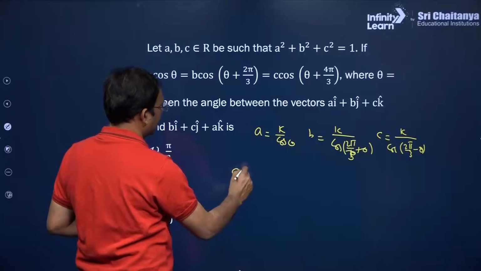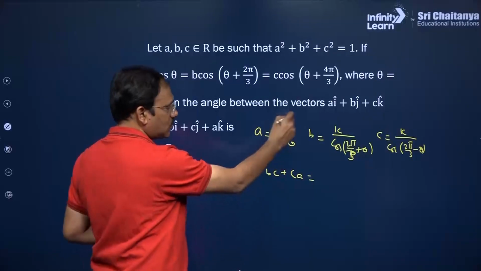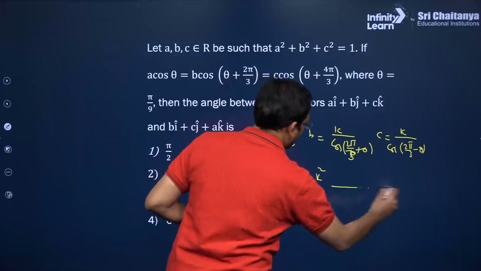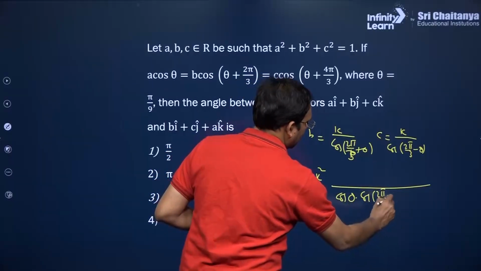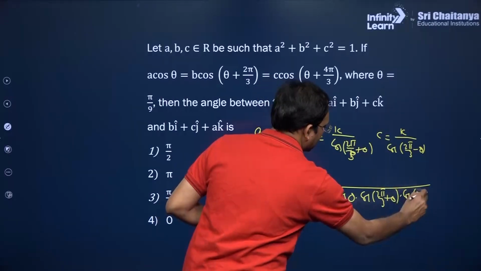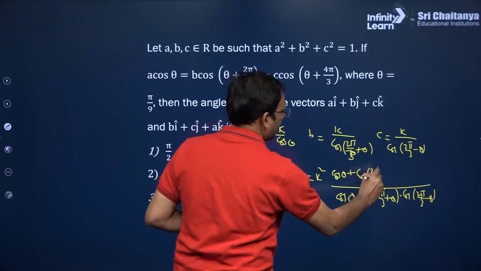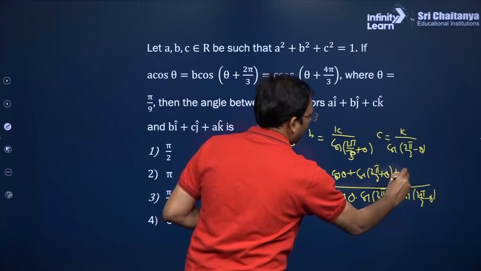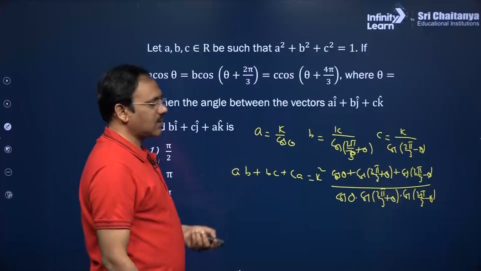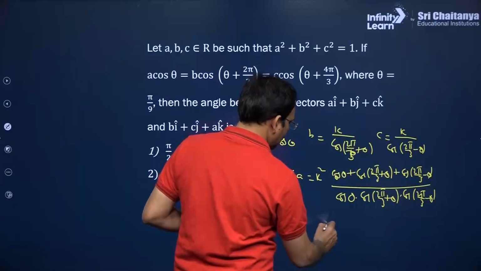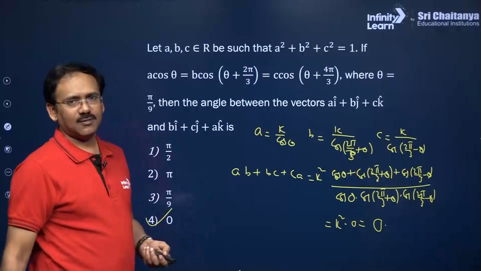The dot product of these two will become ab plus bc plus ca. If you just consider it, my dear friends, if you take k square out, the LCM will be cos theta into cos of 2 pi by 3 plus theta into cos of 2 pi by 3 minus theta. And here you will get cos theta plus cos of 2 pi by 3 plus theta plus cos of 2 pi by 3 minus theta. You just apply cos A plus B plus cos A minus B equals 2 cos A cos B. If you write, these two get cancelled, you will get k square into 0, which is 0, my dear friends. So 0 is the answer here.